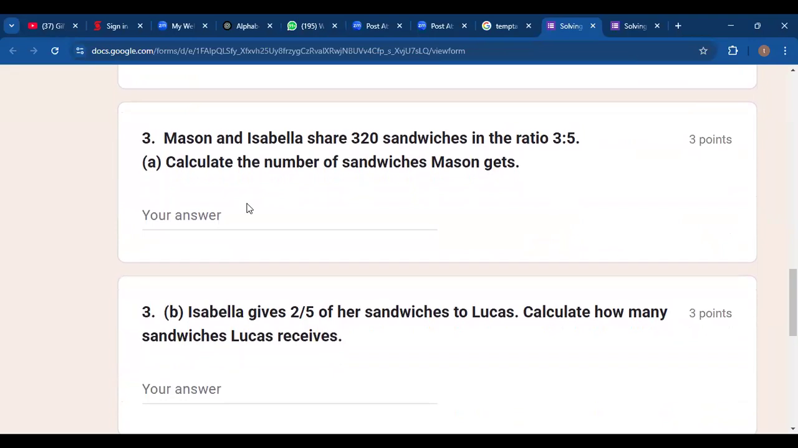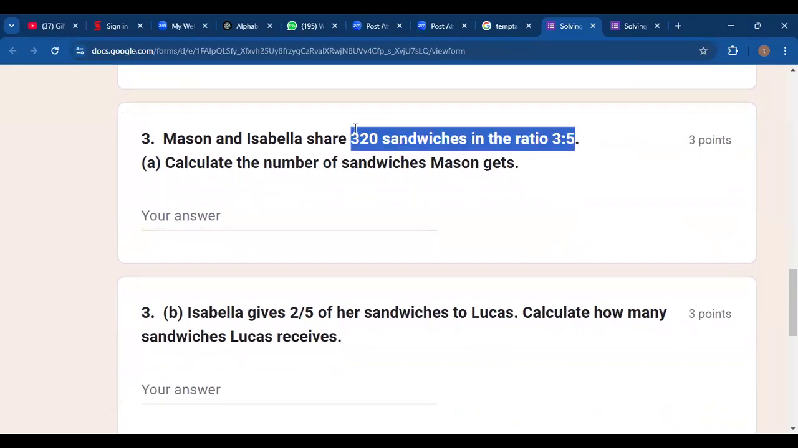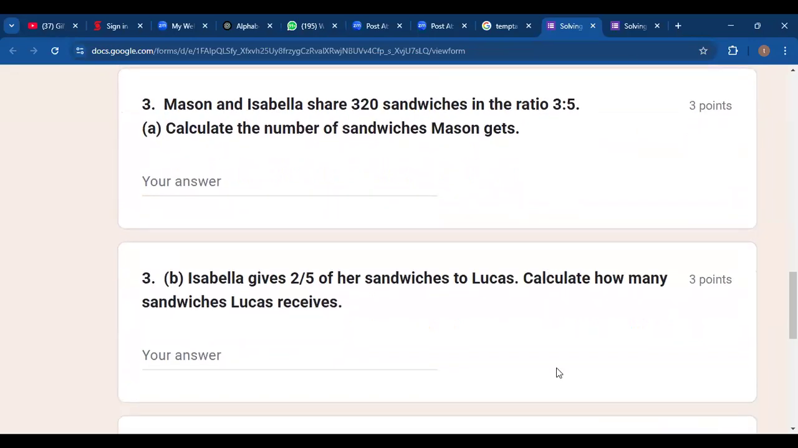Good. Now let's go to number 3. What we have to do here: take 320, right? Divided by 3 plus 5, which is what? 8. And 320 divided by 8 is what?